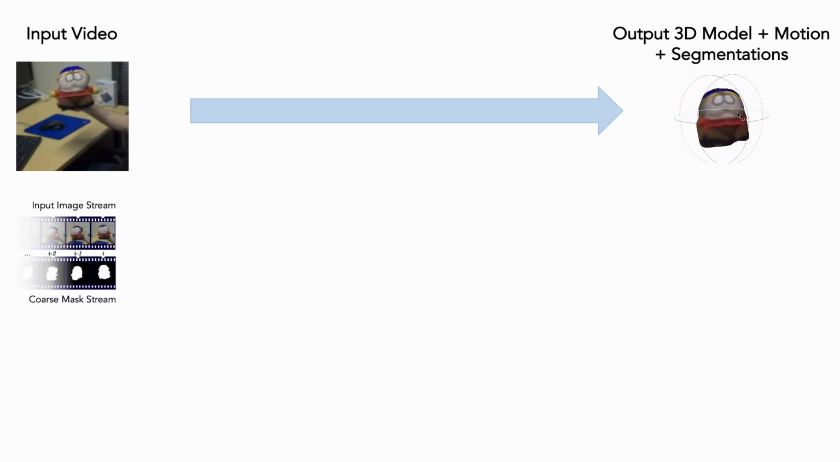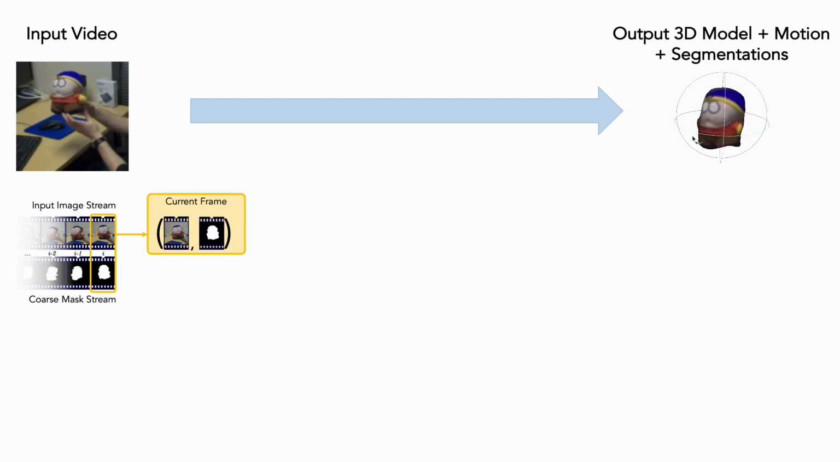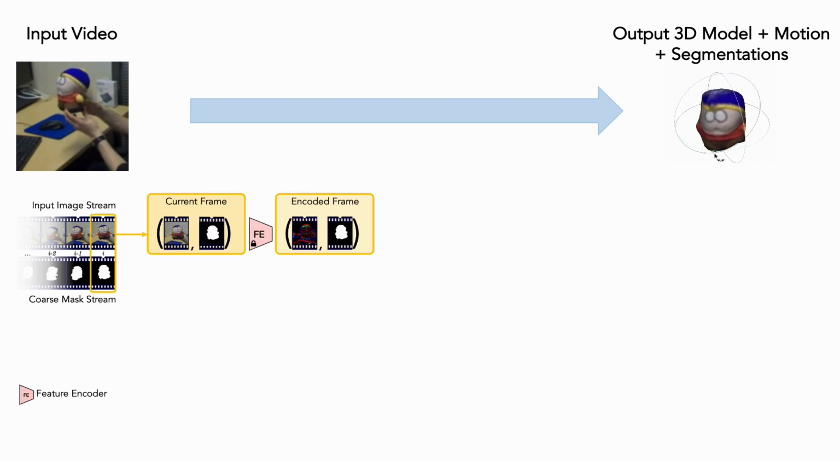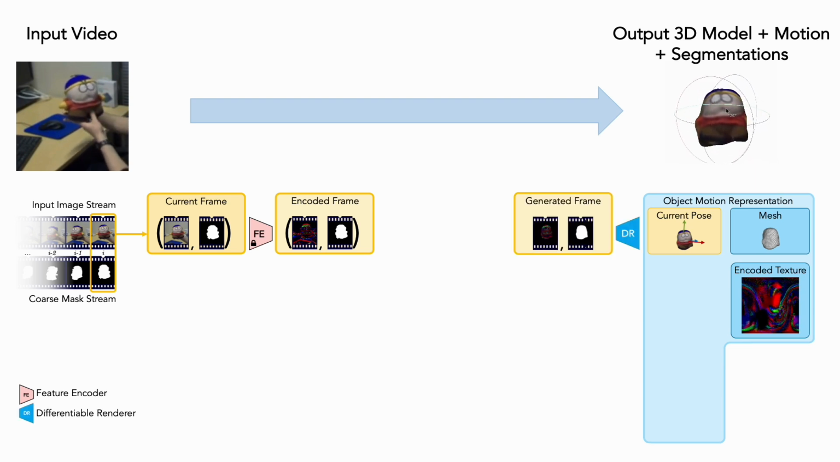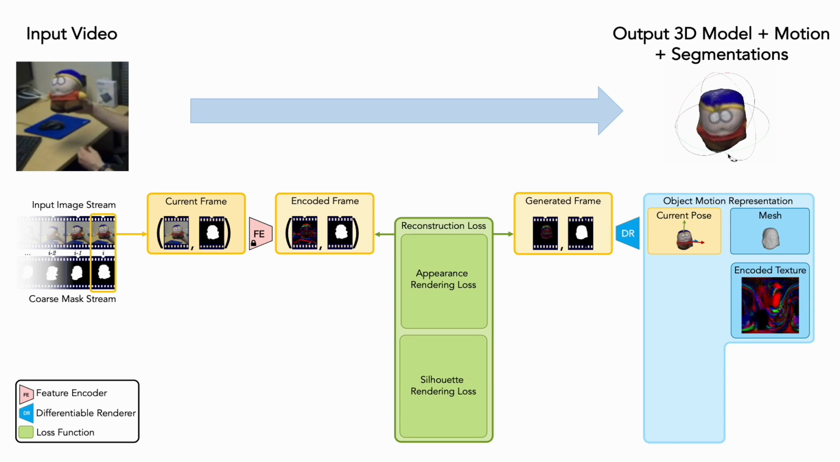Given the image sequence and corresponding coarse masks for the object, each frame is encoded with a feature encoder to improve the robustness for brightness changes on the object. The object is represented with a mesh, a corresponding texture map, and the current object pose. Given the object representation, we use a differentiable renderer to generate a frame and a corresponding silhouette for the current object pose. The central element of our method is a reconstruction loss, which ensures that generated frames are as similar as possible to the encoded input frame.